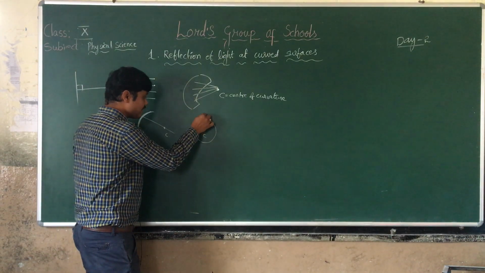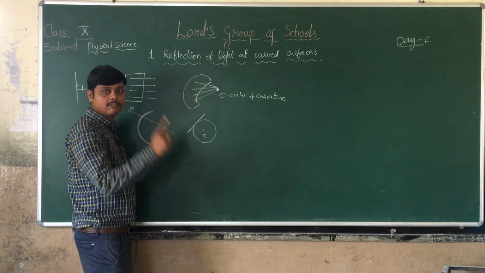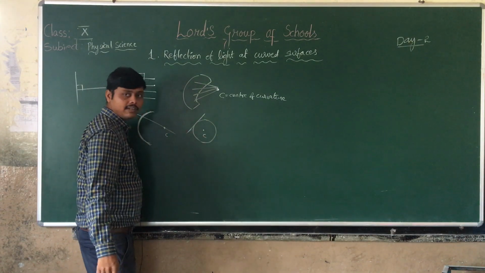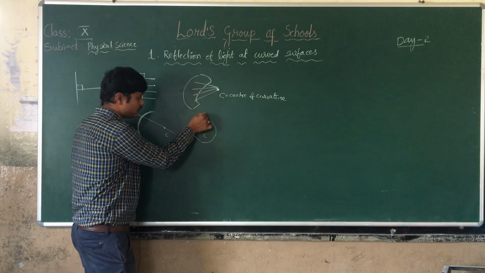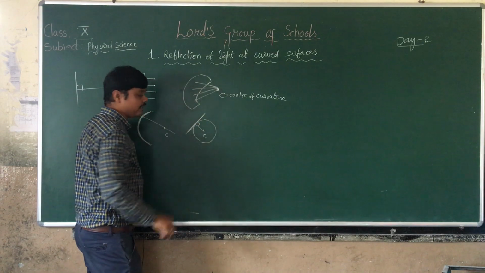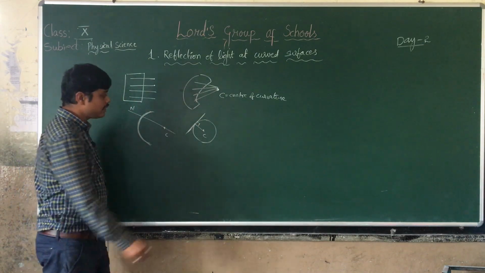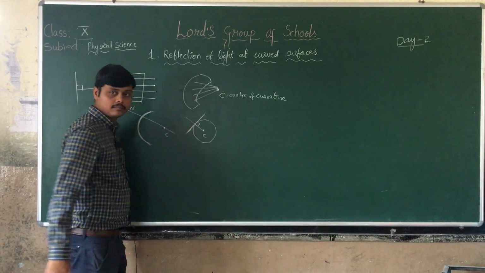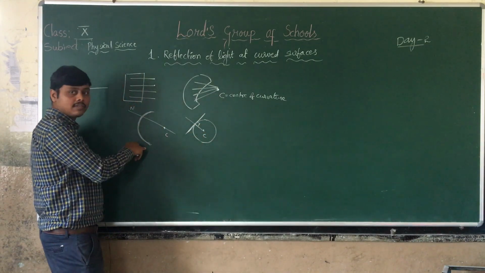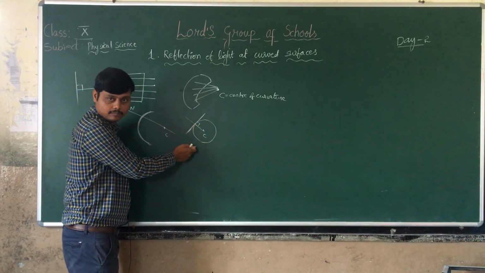So if I draw a tangent line which meets the circle at one point, and from the center of curvature I draw a line to this tangent line, it makes a 90 degree angle here. So obviously this one now becomes the normal line. So to draw a normal line for any curved surface, you can use this technique here.